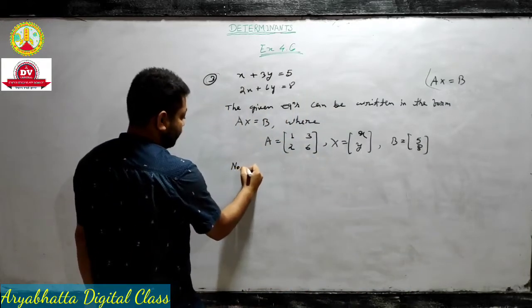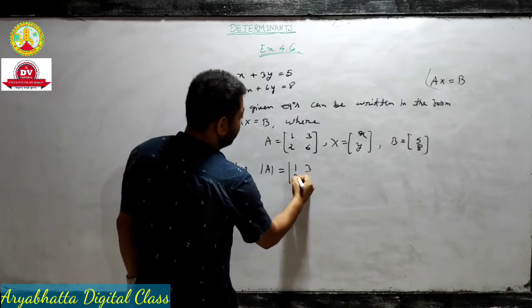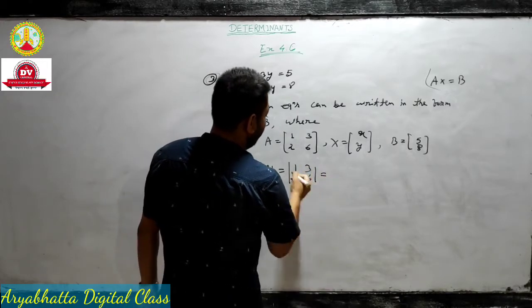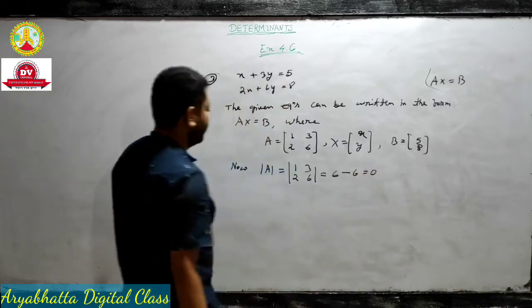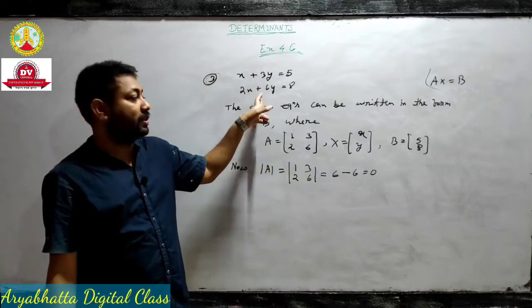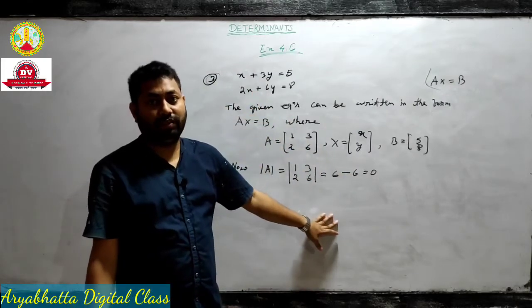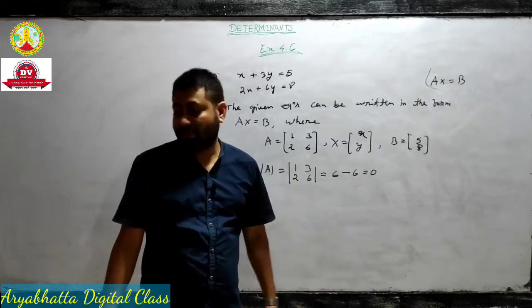Now the determinant of A is equal to the determinant of 1, 3, 2, 6, which is 1 into 6 minus 2 into 3, equal to 6 minus 6 equal to 0. Here the determinant of A equal to 0. Therefore the given linear equations is inconsistent because the determinant of A is equal to 0.